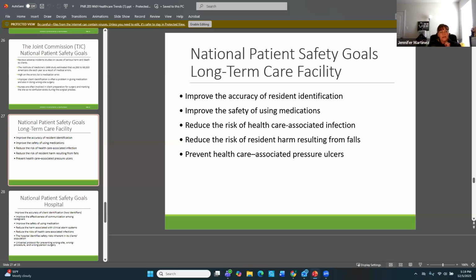And I'm gonna stop sharing because this is just interesting for me. So anybody work in long-term care now as a CNA who works in long-term care? Anybody?